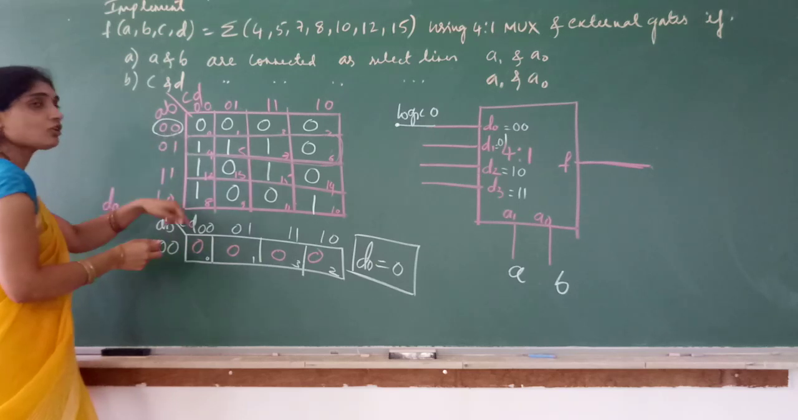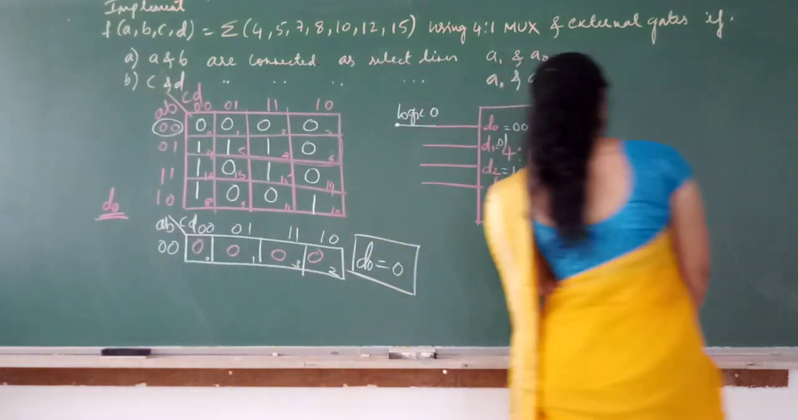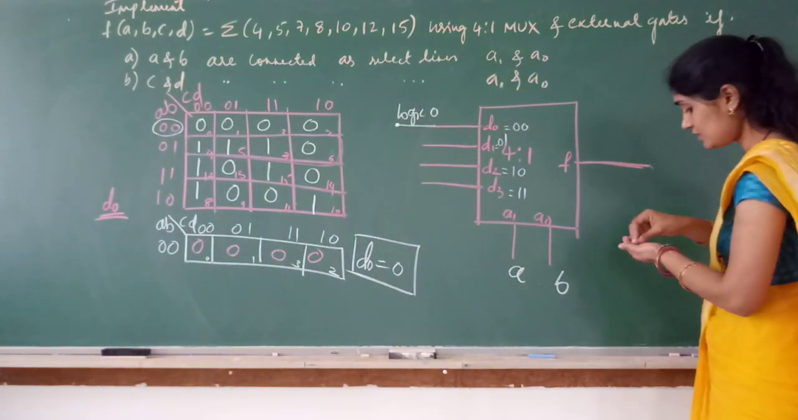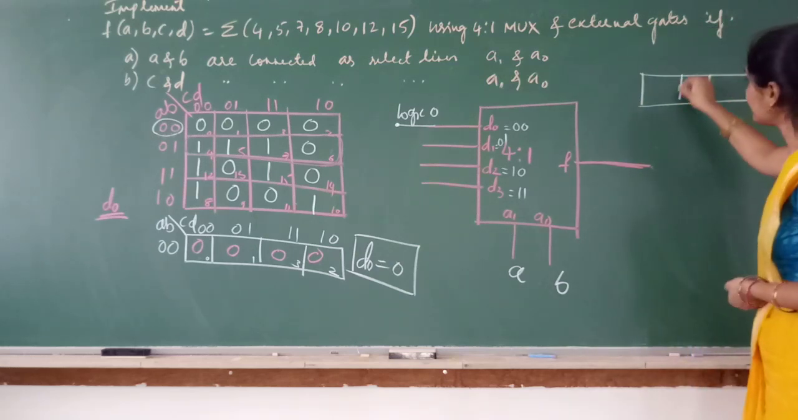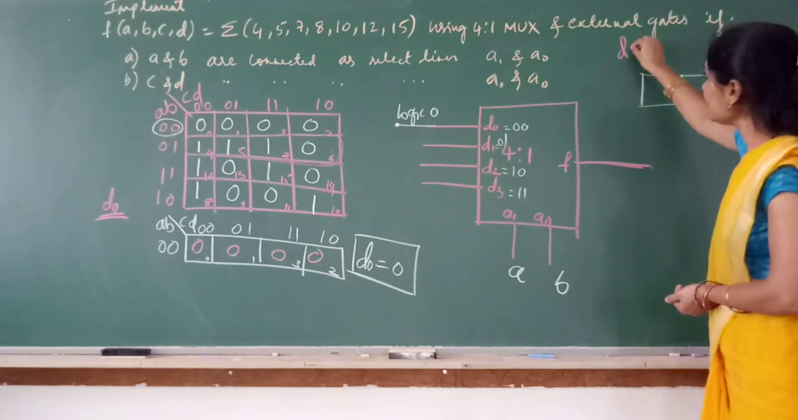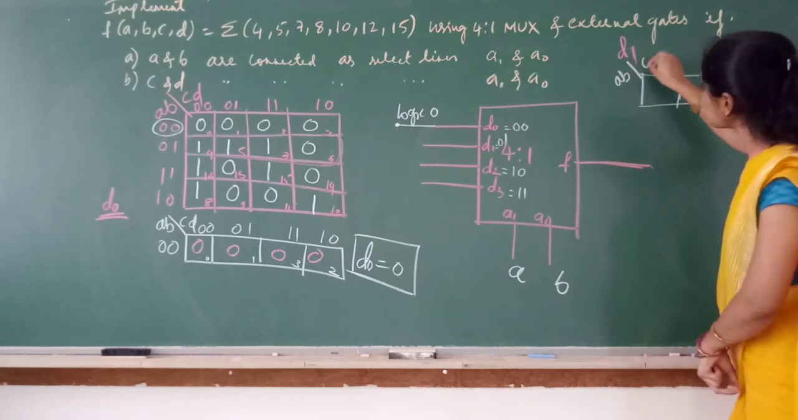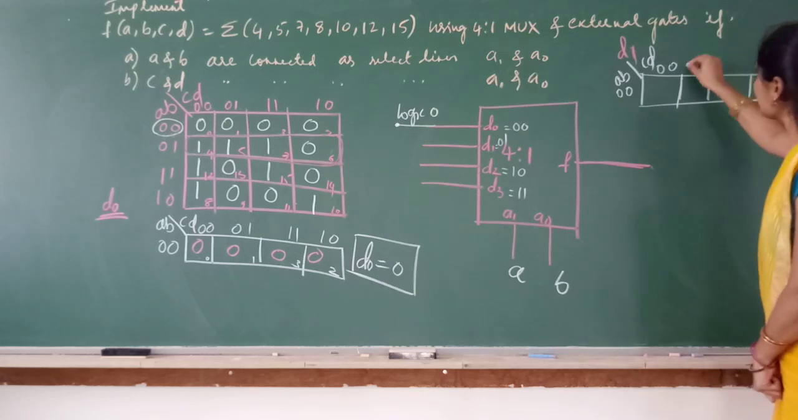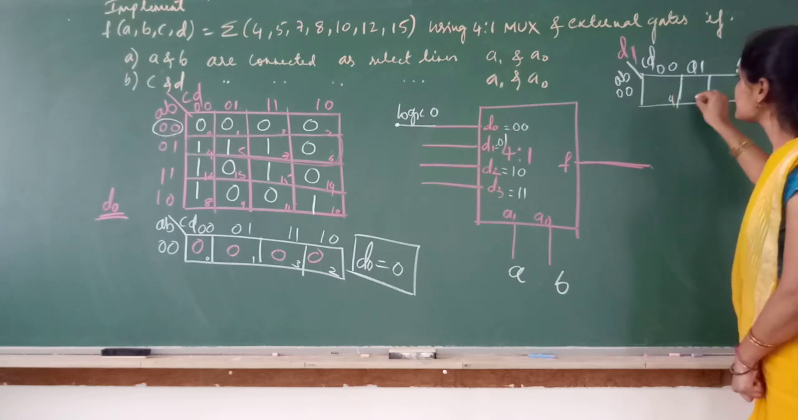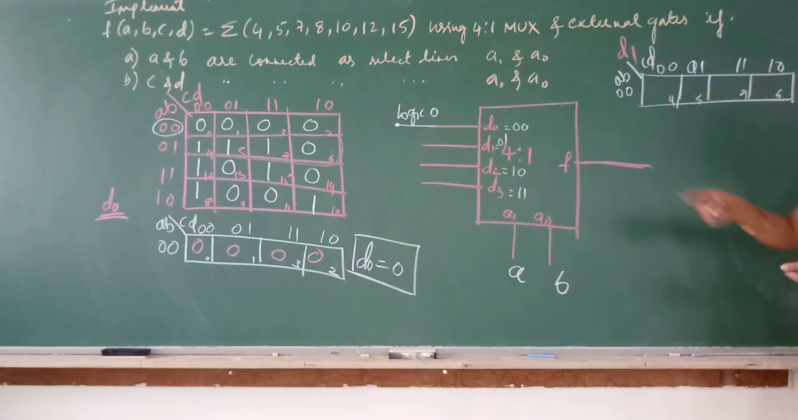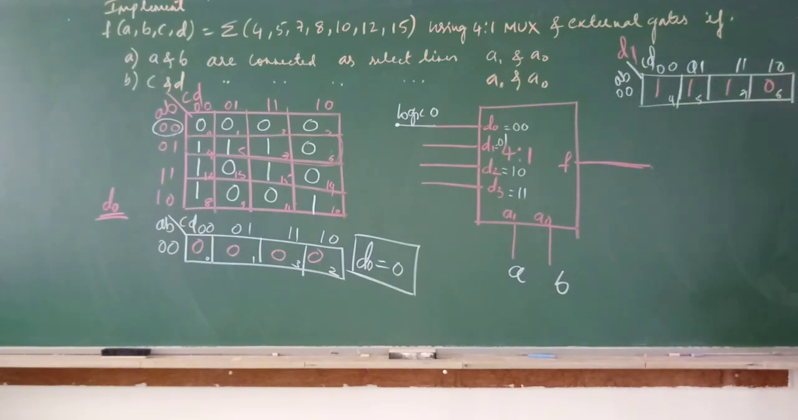I will rewrite the second row separately, just like how I have written for D0. For D1, I will write separately. So this simplification I am doing for D1. So D1, A, B, C, D. Correct? This is AB and this is CD. 0, 0, 0, 1, 1, 0, 1, 1. And the cell numbers are 4, 5, 6, 7. Fill the cells. It is 1, 1, 1, 0. Correct?